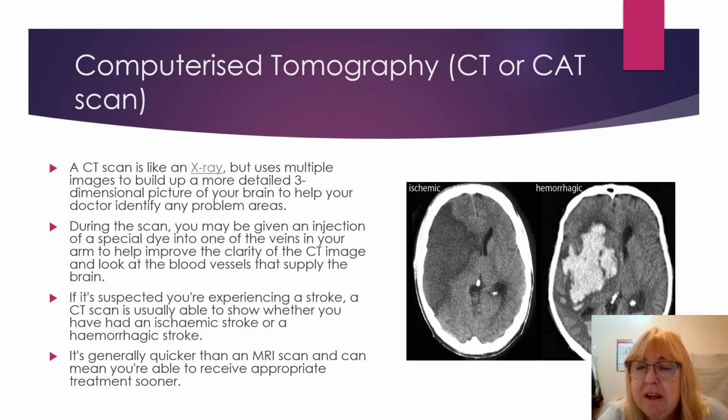Just to give you an idea, if you have a look at these two brain scans here, one shows an ischemic stroke and one shows a hemorrhagic stroke. Okay, now the hemorrhagic stroke we know is the one where the vessel swells up, pops and bleeds. So if you can see the white shading on a hemorrhagic stroke, that's where the blood bleed has gone into the brain, and it's very clear, so you can see that hemorrhagic stroke quite well.